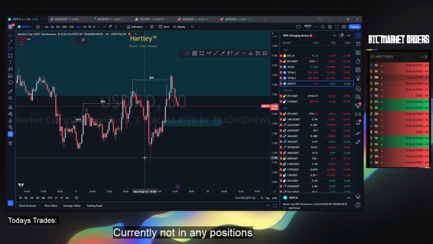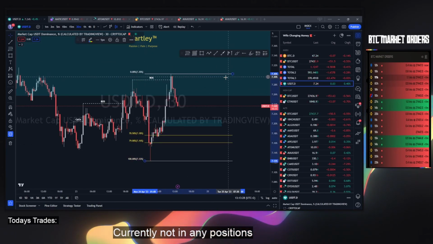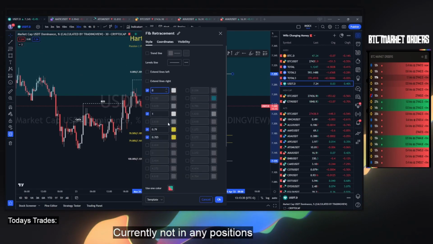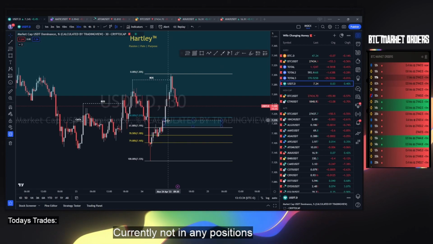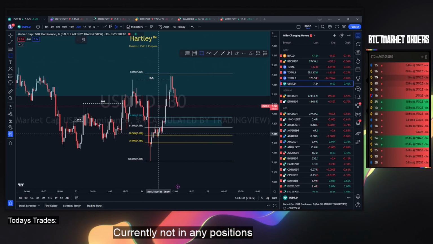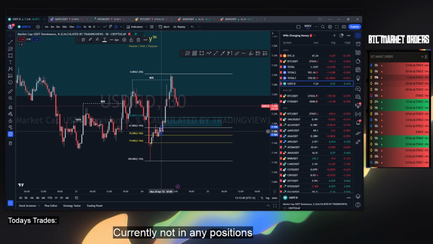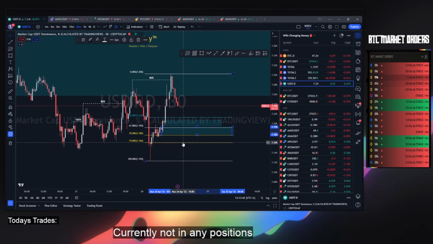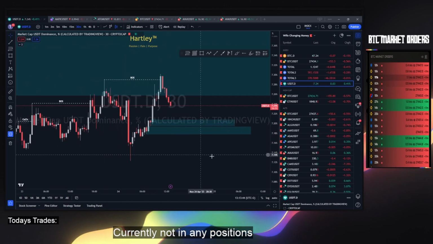The zone in which I would look for shorts is kind of the 50% of this range. If I just activate my normal fib, it's kind of just between the 50% and the 618. That's the first zone I would look for. The second zone is literally right beneath it on the 30 minute. It's this zone down here. So you have two zones in the 30 minute that you can watch.